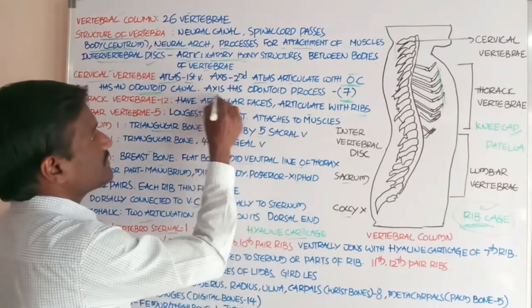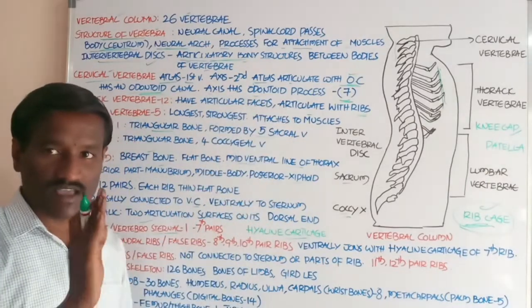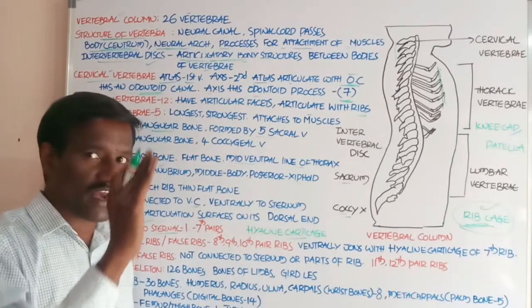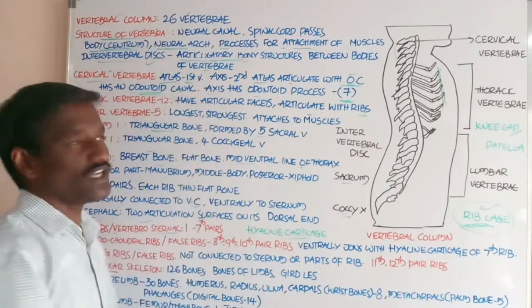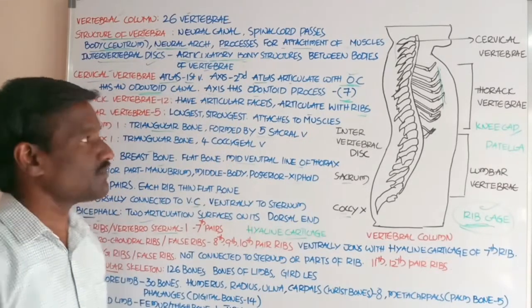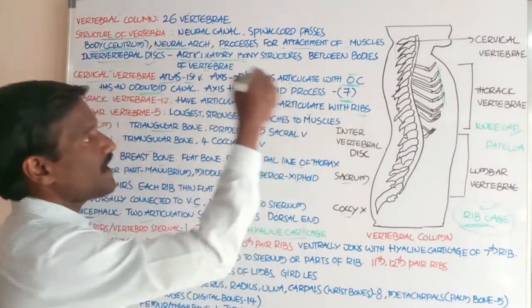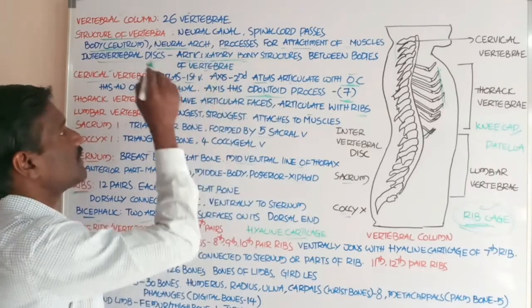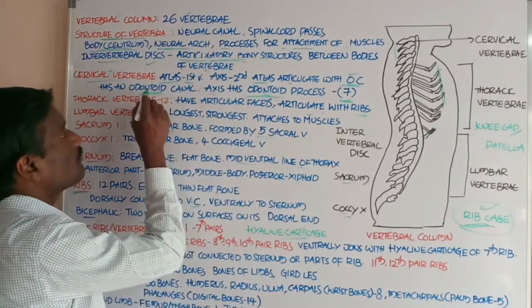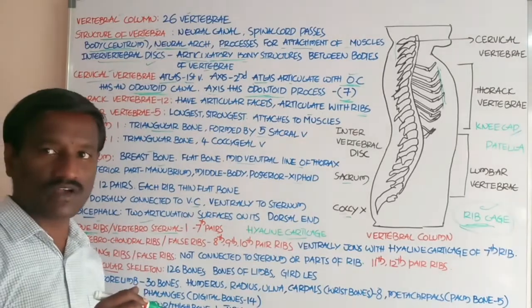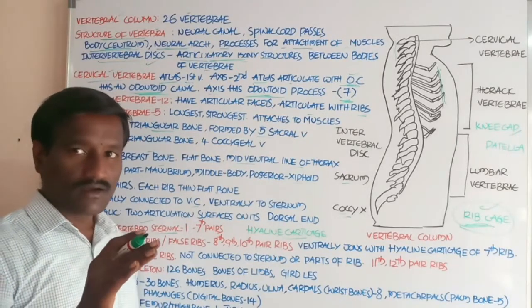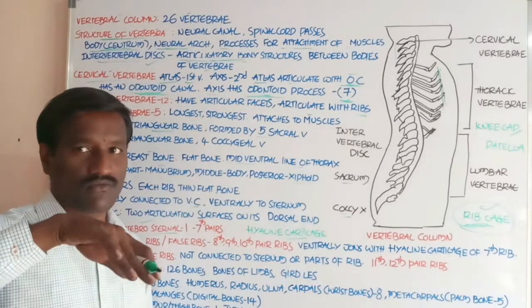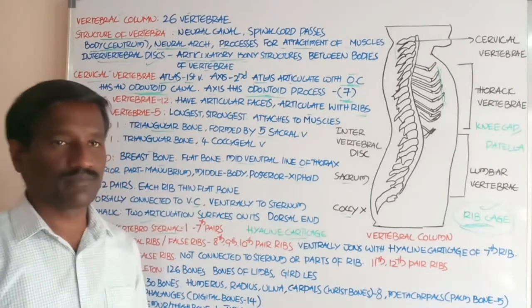And the axis has the odontoid process. This process-like structure arises from the body of the axis, and that is called the strong odontoid process. The odontoid process is fitted with the odontoid canal and facilitates free rotation of the head.